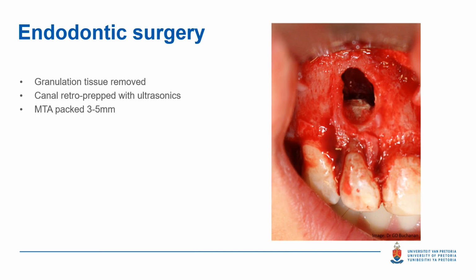You want to try and remove your granulation tissue. As I mentioned before, retroprep your canal with ultrasonics and actually retrofill these cases with a bioceramic material, something like MTA. It's not good enough just to cut off the tip of the apex.